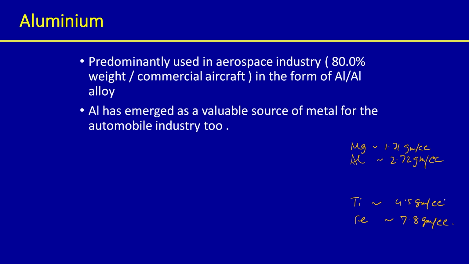Am I clear? You can clearly see that compared to iron, aluminum is much lighter, almost 3 times lighter, or rather iron is 3 times heavier than aluminum. That is why aluminum is widely used in the aerospace industry. I do not think it is used in pure form; that is not correct, it is used in alloy form, which we will talk about. But aluminum has emerged as a valuable metal for the automobile industry also. Various car manufacturers use aluminum foam or many other aluminum alloys in the car.